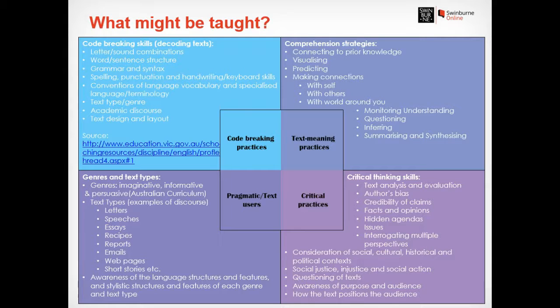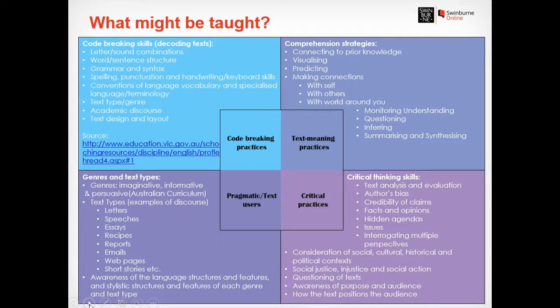Other strategies that teachers might teach through explicit instruction or through other instructional strategies include visualizing, predicting, making connections, and this includes connections between the text and self, the text and others, and the text and the world around us. It includes monitoring understanding, and this means helping children to identify when they lose meaning and go back and do something about it. It includes questioning, inferring, and the ability to summarise text and synthesise text to acknowledge new information.